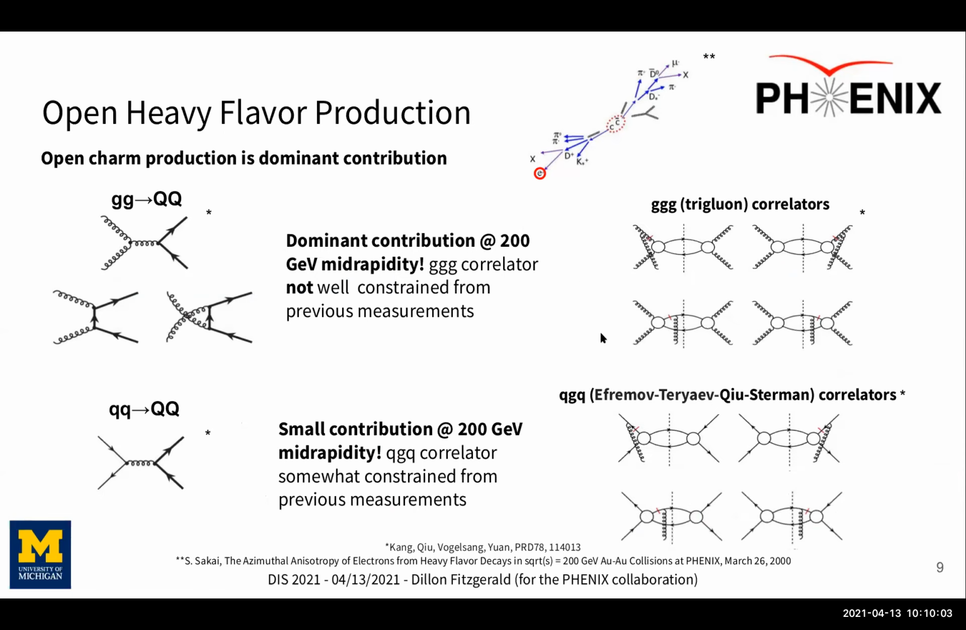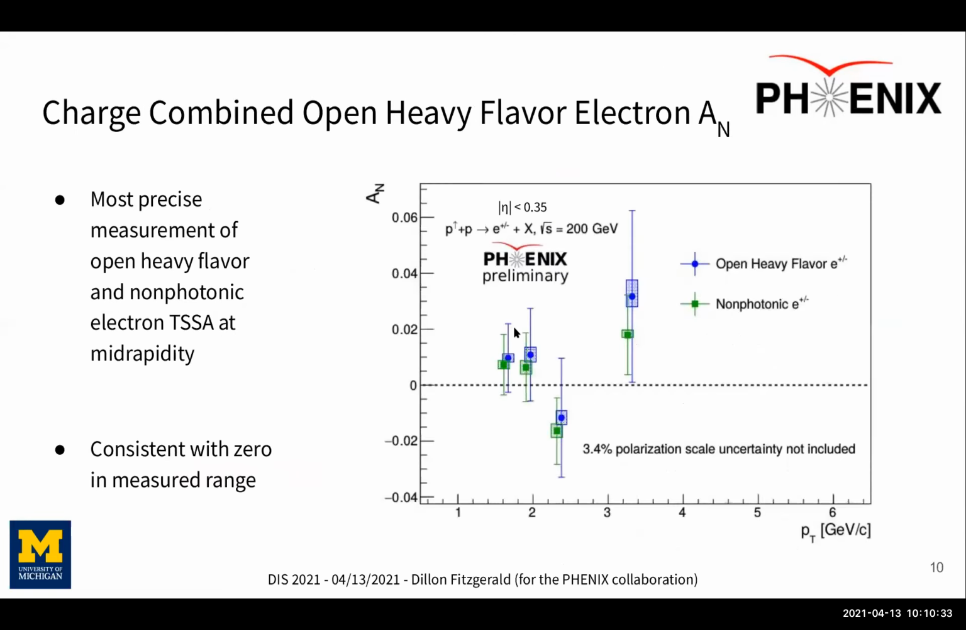So here we have just an image of the different contributions from this trigluon correlator. In addition, heavy flavor production has a small contribution from anti-quark annihilation, in which case there are contributions from this quark-gluon-quark correlator, or Efremov-Teryaev-Sterman correlator. And this is somewhat constrained from previous measurements, so we can actually use this as an input to constrain the trigluon correlator. Okay, so without further ado, I'll present the measurements.